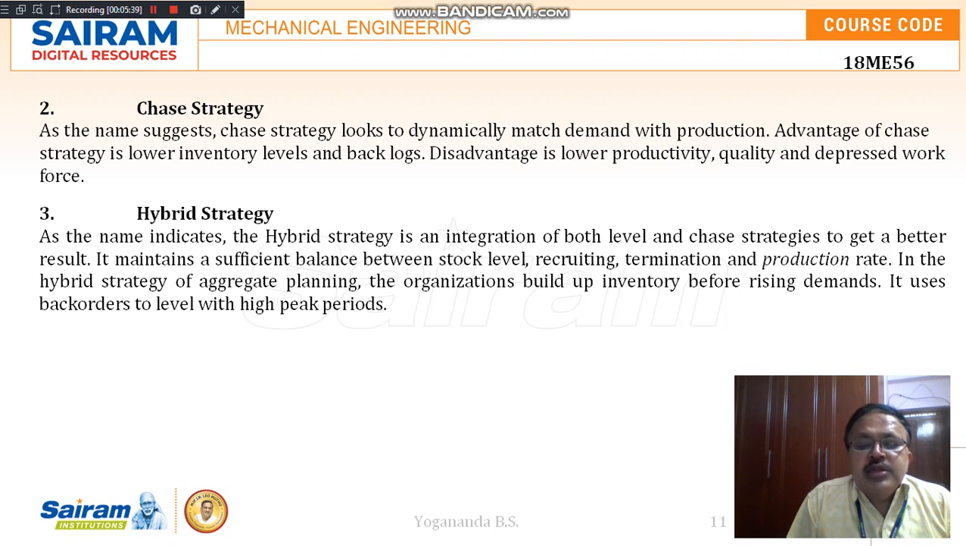The organization will build up the inventory before any rise in the demand. It uses back orders to level with the high peak periods.